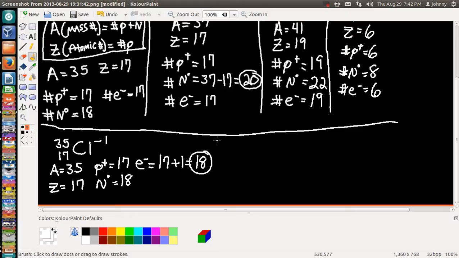Okay? Now let's look at one where you have an ion that is positively charged. Let's assume that we have magnesium, and let's say that we have 26.